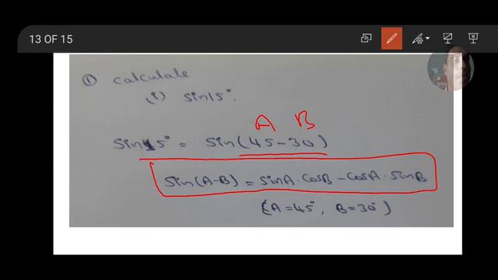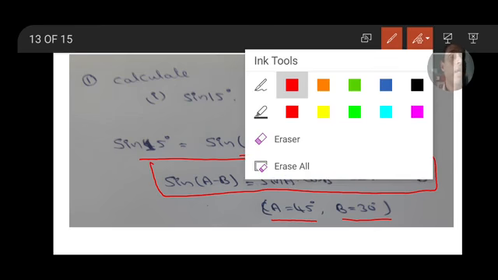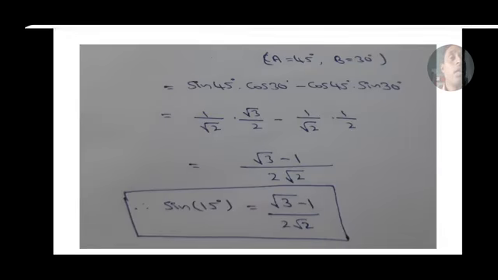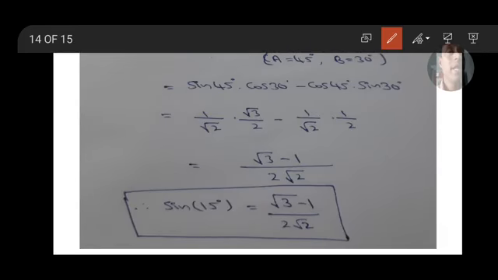Sin of a minus b equals sin a cos b minus cos a sin b, where a equal to 45, b equal to 30. Substitute these values: a equal to 45, b equal to 30. We get sin a, that is sin 45, into cos b, that is cos 30, minus cos a, cos 45, into sin b, sin 30.